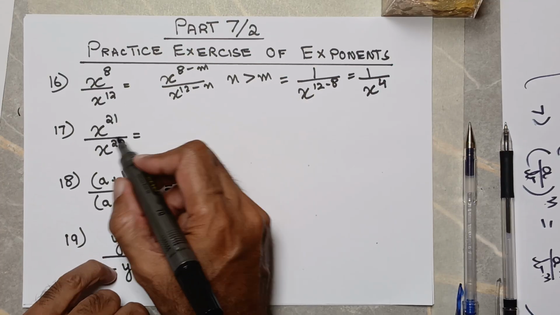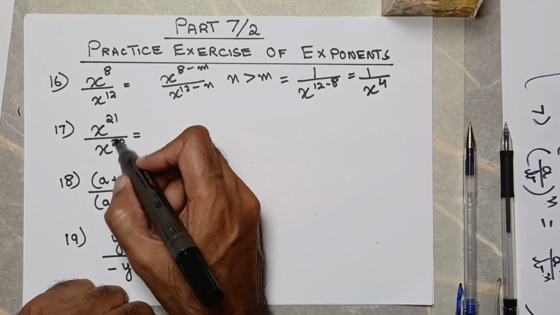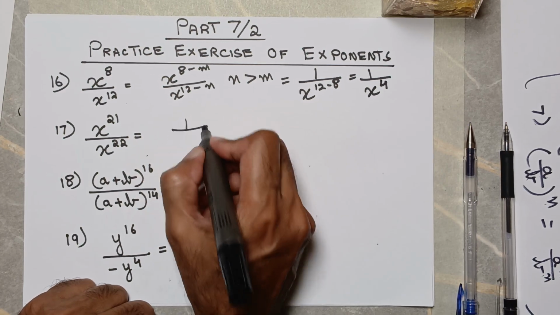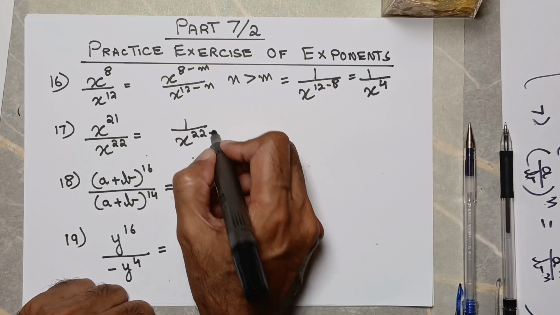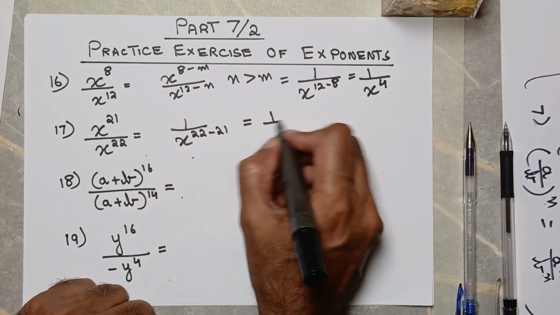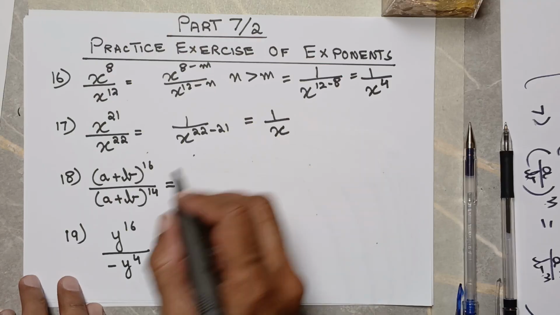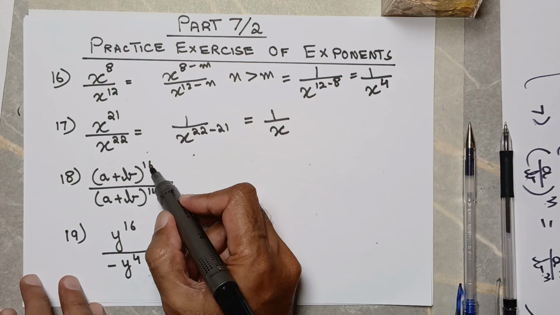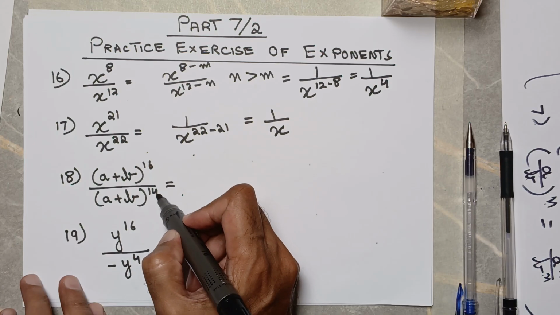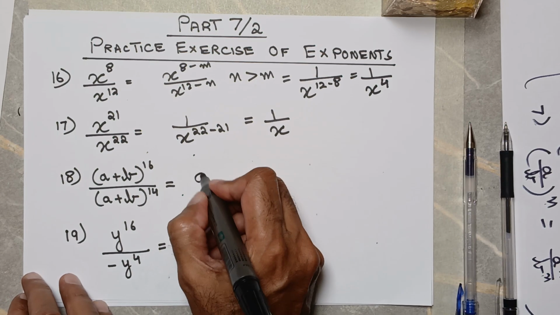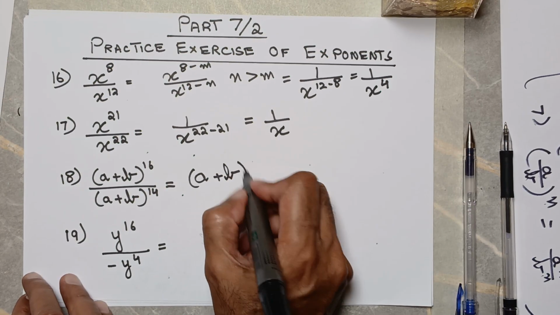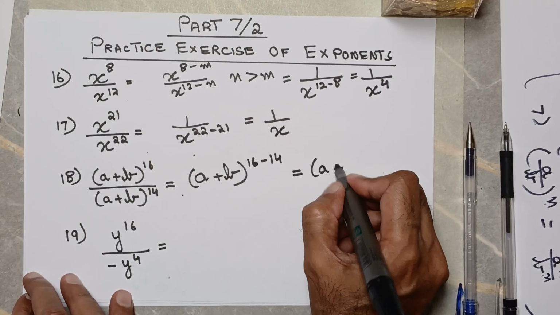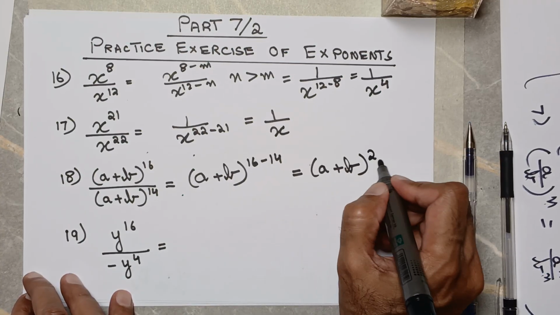The second question, the 17th question, x raised to the power 21 over x raised to the power 22. Now you know what to do. Simple one, x raised to the power 22 minus 21, that makes 1 over x. The 18th question, here your m is greater than the denominator exponent. Look, here the m is greater and the n is smaller. So (a plus b) raised to 16 minus 14 will simply give you (a plus b) raised to the power 2.